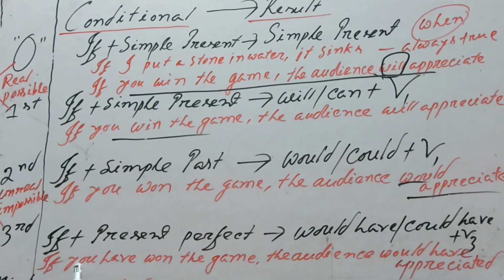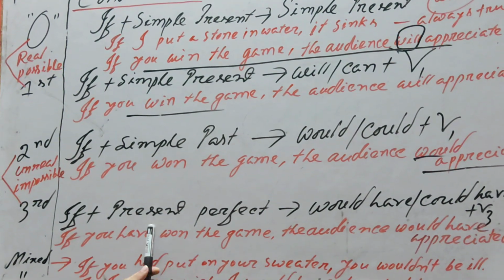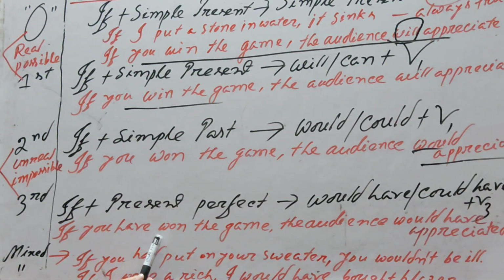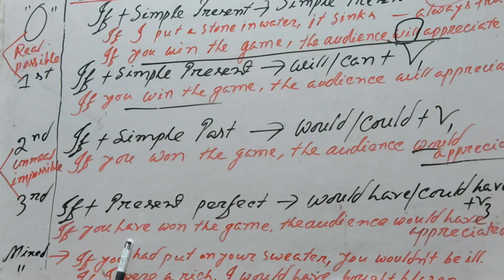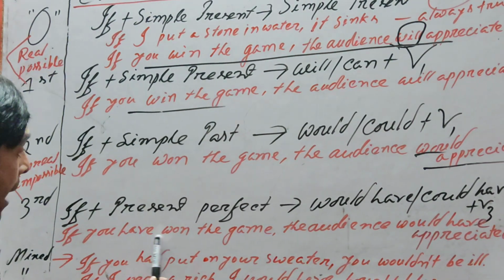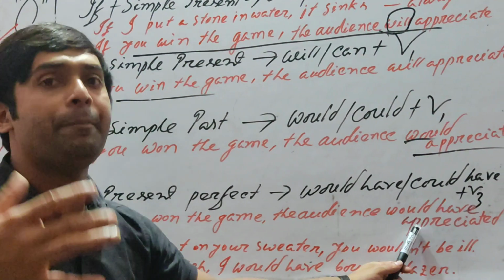Okay, could you get that? In the same way, if you have won the game, won is the past participle here, because there is the auxiliary verb have or has. So if you have won the game, the audience would have or could have appreciated.